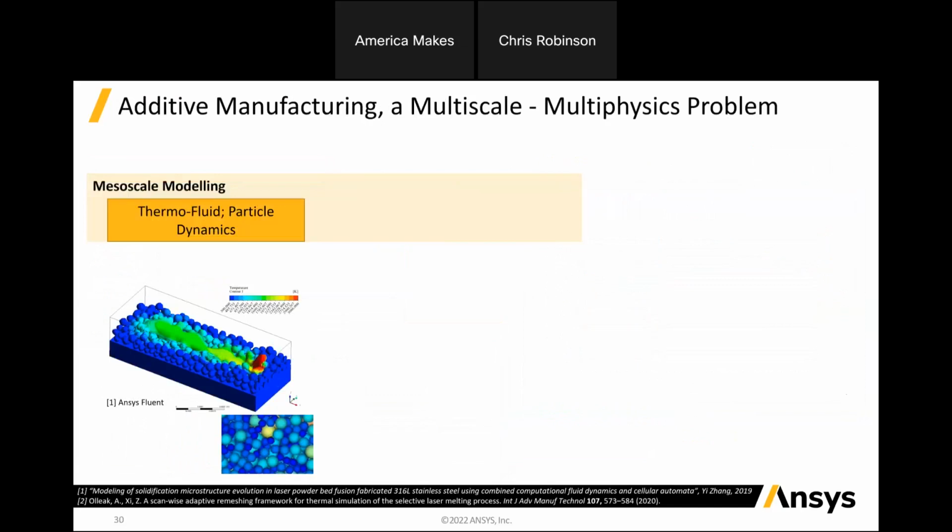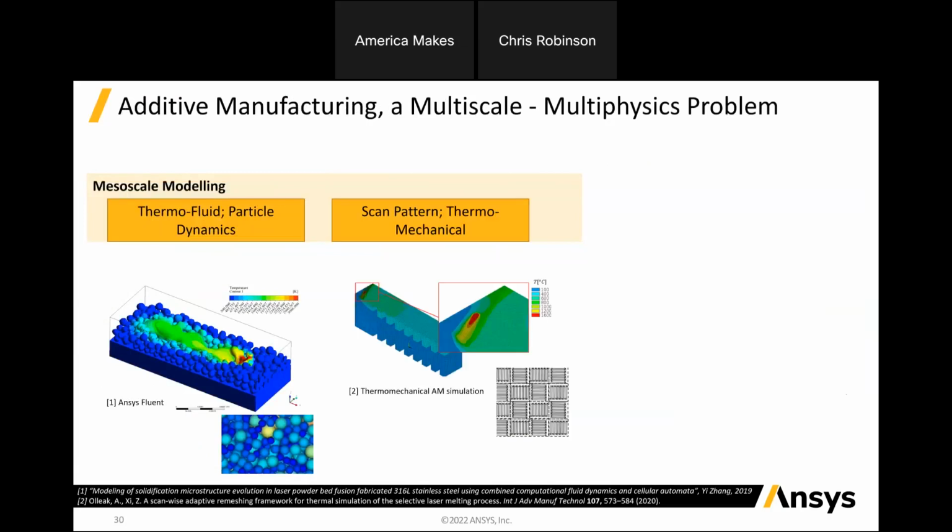So you can apply an energy source to those elements and see what the melting and cooling is going to be. Additional mesoscale modeling is getting into a scan pattern-based thermo-mechanical modeling method. In this particular method, you're not necessarily taking into consideration the individual powder particles. You're more considering the powder as a continuum, which means everything's connected together. But then at the mesoscale, you're taking into consideration the individual scan vectors of a part.